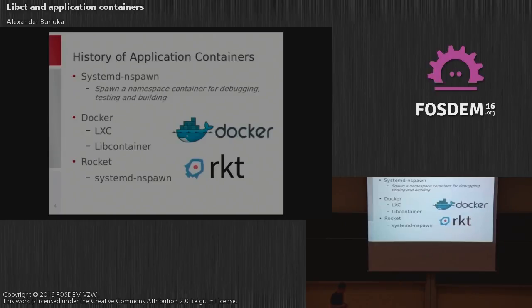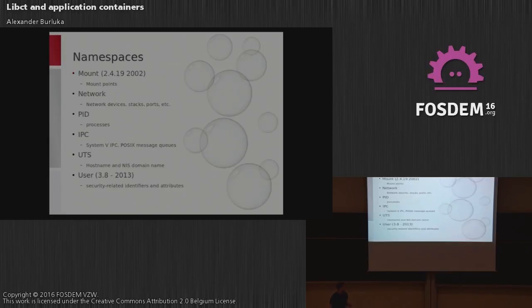Then Docker appeared. Docker used LXC as its engine. Then after some time, it forked libcontainer, which is available on GitHub. The Rocket project uses systemd-nspawn to run the containers. The main merit of this project is the open container standard. Well, I think the history is not so interesting, so we go to namespaces.